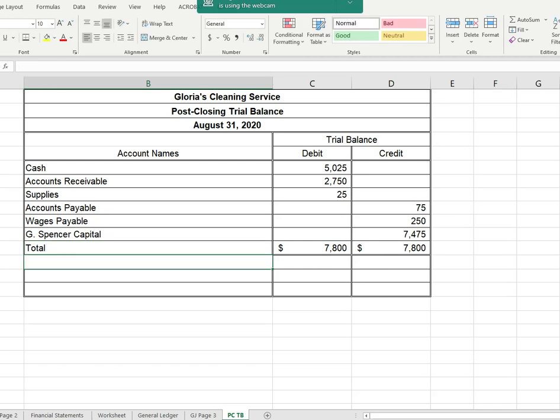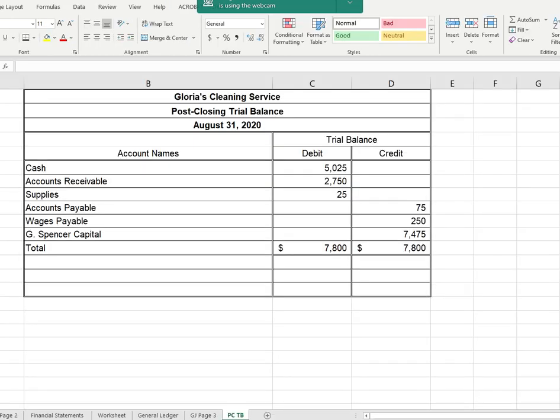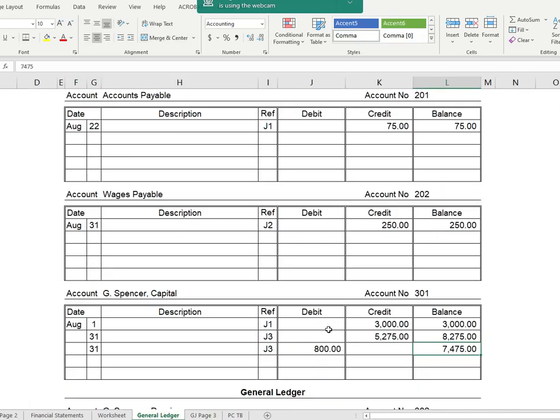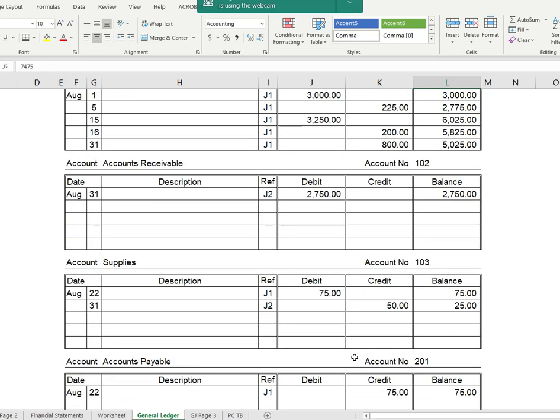All right, now my post-closing trial balance is complete, and I have now completed all the steps in the practice set. I did 12, 13, and 14 in this, and now it's entirely complete. So we have our post-closing trial balance, we have our closing entries, and our general ledger is all closed. I hope that made sense, and I hope you find these videos helpful.